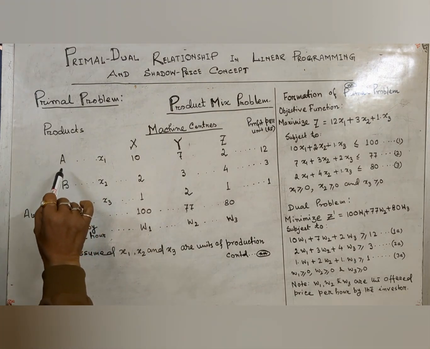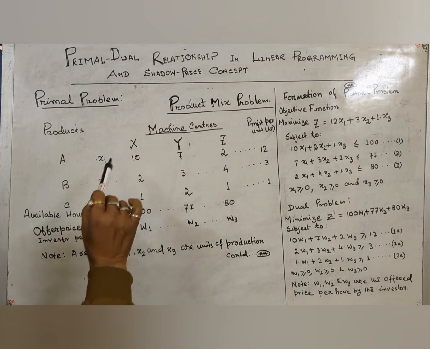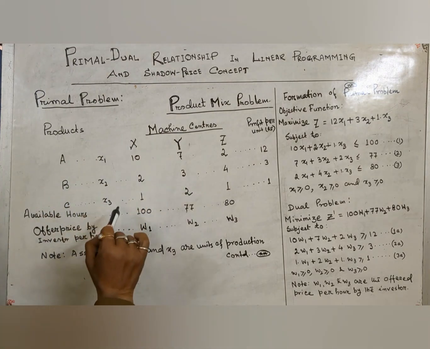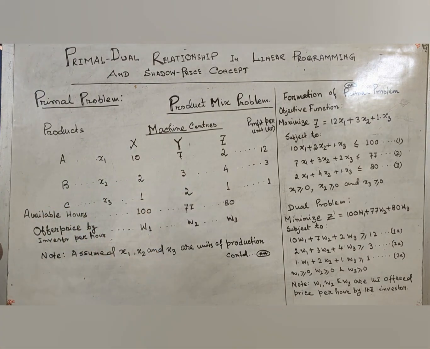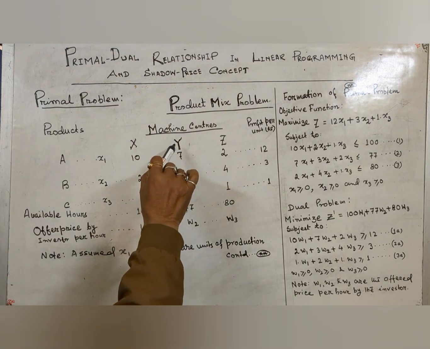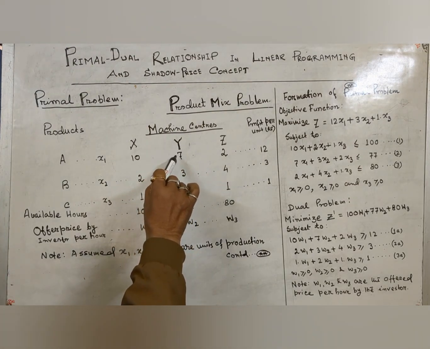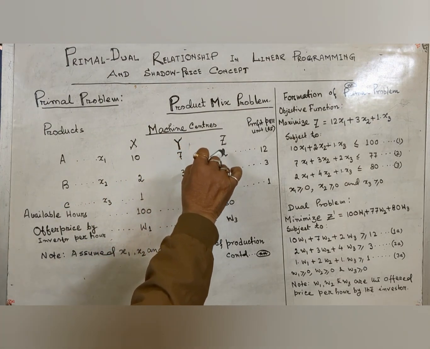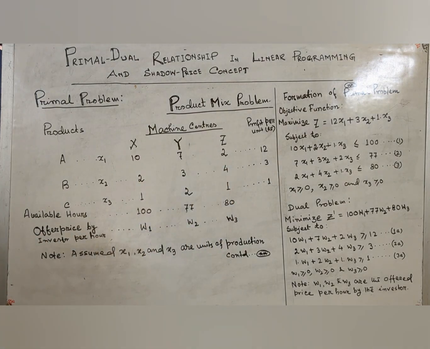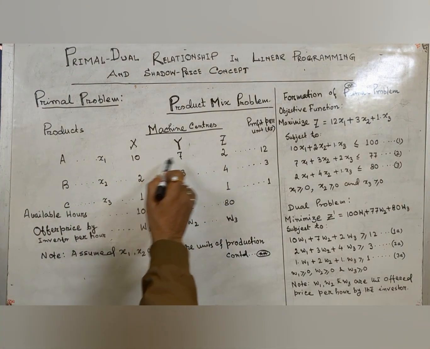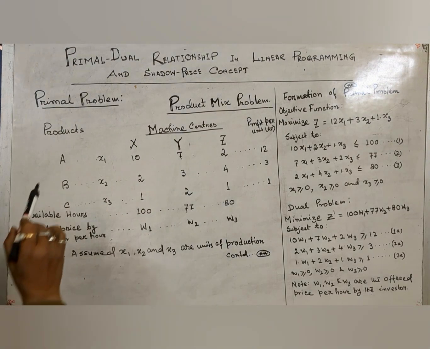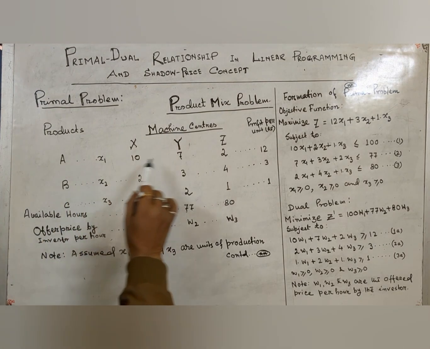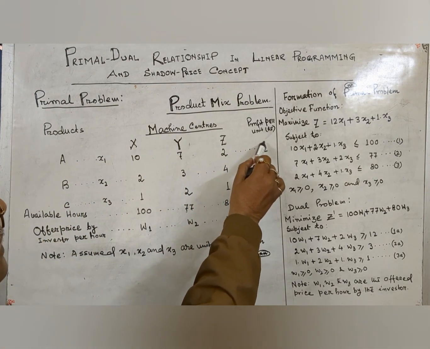For producing product A, the machine center X requires 10 hours, that is, say, the grinding department needs 10 hours. The Y center, say the polishing center, needs 7 hours. And the finishing center, Z, needs 2 hours. After passing these three centers, 1 unit of finished product A will be produced. If you sell that product in the market, the profit per unit is 12.